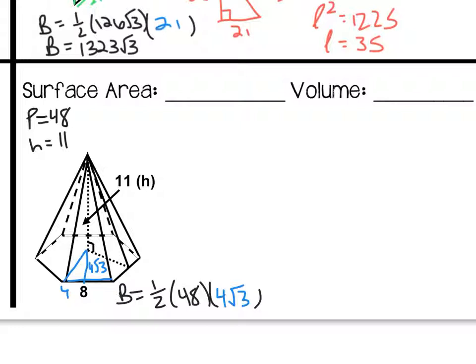So the area of my base is 96 square root of 3. I'll know who actually listened to this by who makes a comment on this next class.